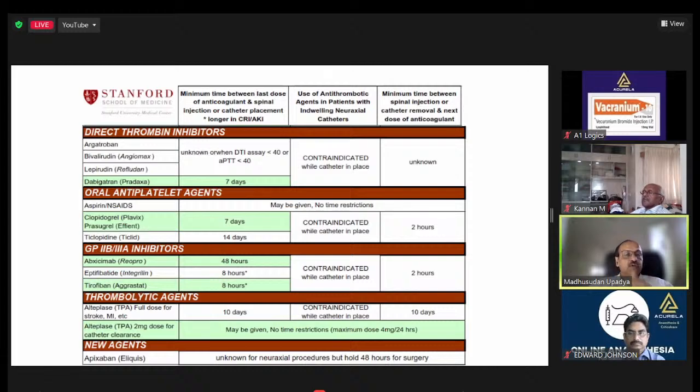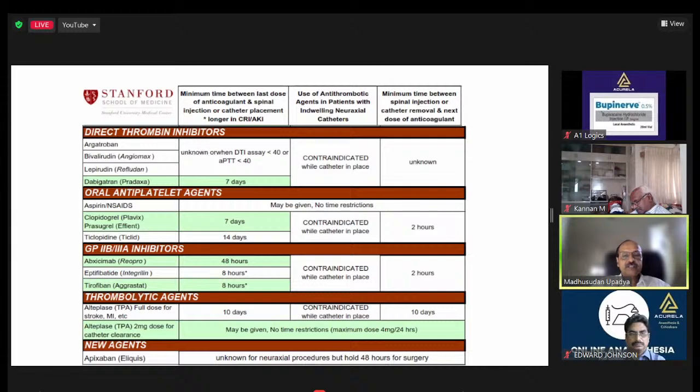We'll talk about the newer drugs, the direct thrombin inhibitors: argatroban, bivalirudin, lepirudin. The wait time is unknown, or when the DTI assay is less than 40 or APTT is less than 40. And dabigatran, you wait for 7 days before you attempt a regional anesthesia technique. And the drug cannot be given to the patient as long as the catheter is in situ. And when do you restart? It is basically unknown.